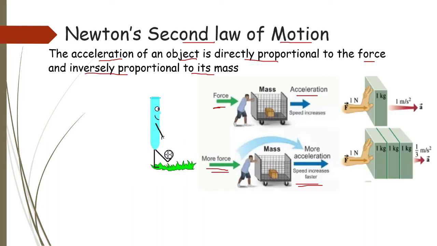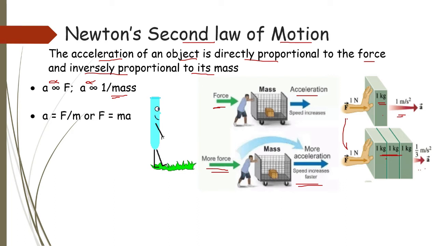And another thing is, for the same force applied, F and F, right? If the mass of the object is increased, the acceleration is lesser. So over here the mass is less, the acceleration is more. Over here the mass is more, the acceleration it gains is less for the same force applied. So A, the acceleration, is directly proportional to the force applied and inversely proportional to its mass. Correct? And putting it together, we get A is equal to F by M, or F is equal to MA.